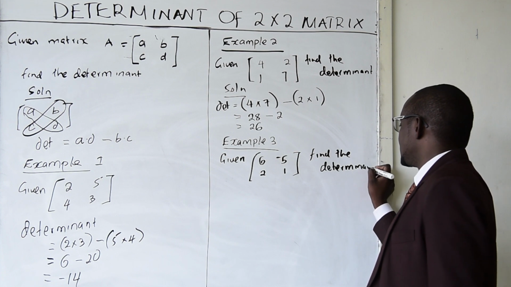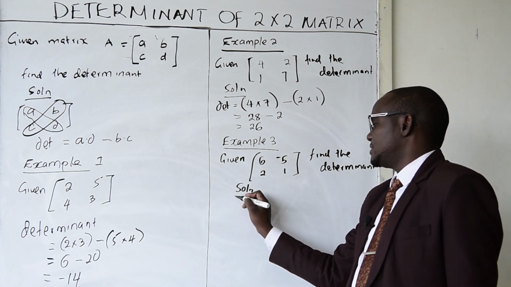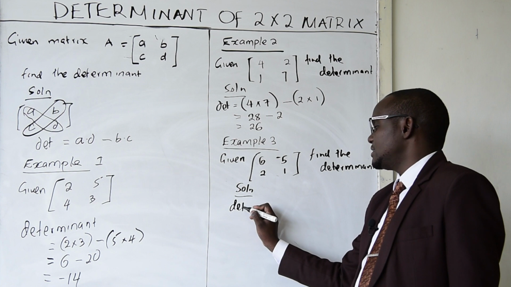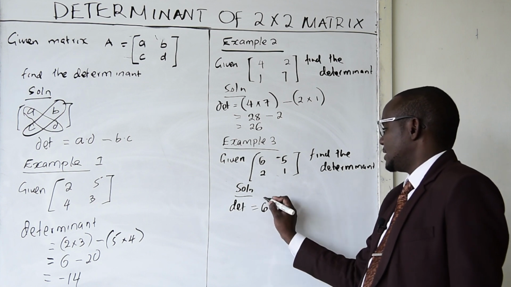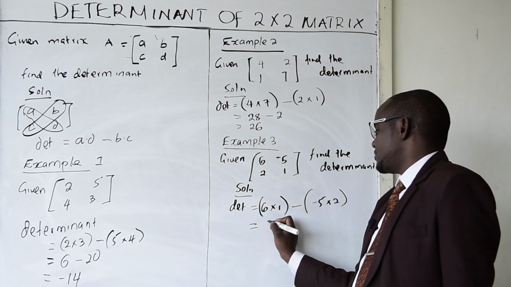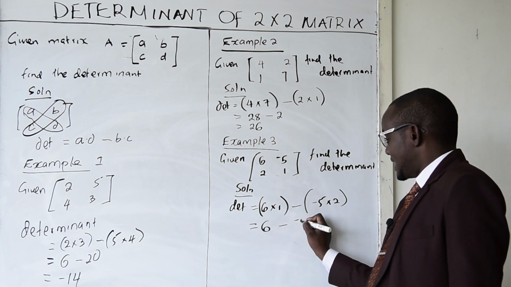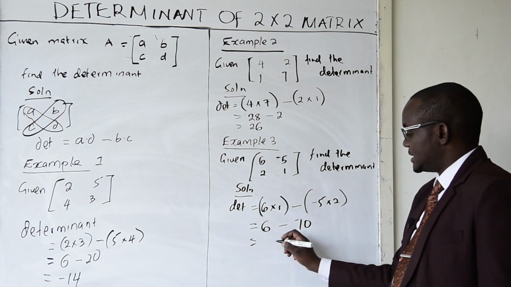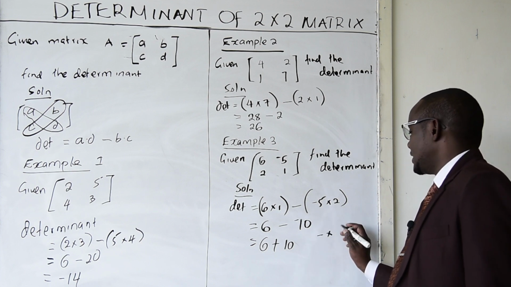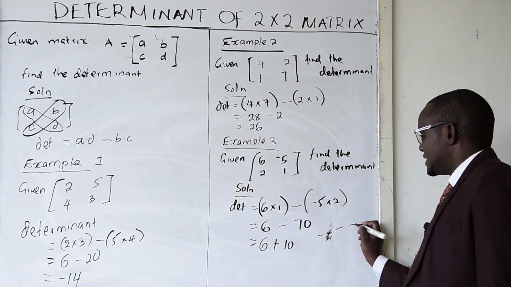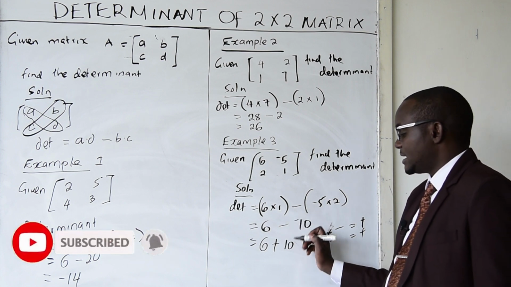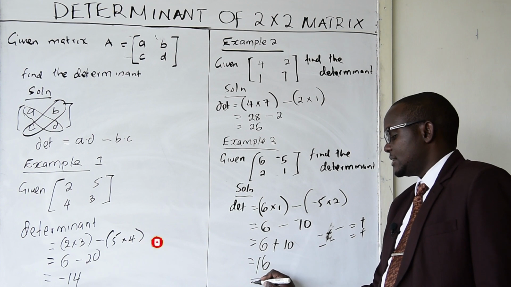If you are to find the determinant, this is how you find it. You multiply the elements of the leading diagonal, so our determinant is given by 6 multiplied by 1, then you minus negative 5 multiplied by 2. This means here we have 6 minus, here we have minus 10. This minus and minus turn to become a positive, because when you take a minus multiplied by a minus, this becomes a positive. So this minus and this minus become a positive, and our determinant is 16.